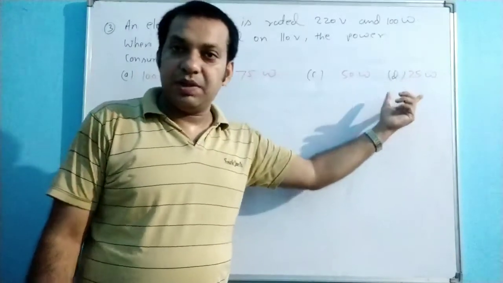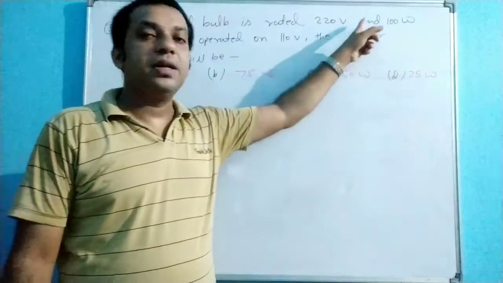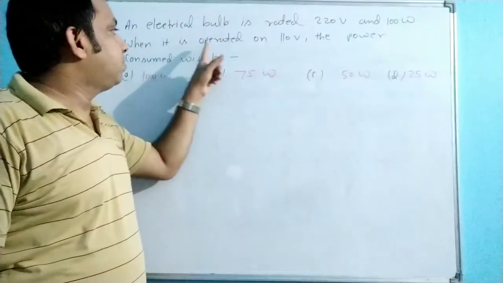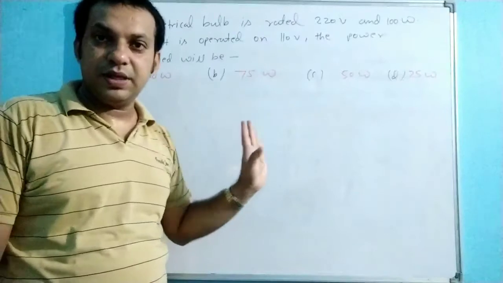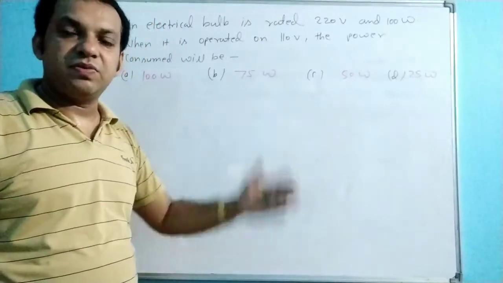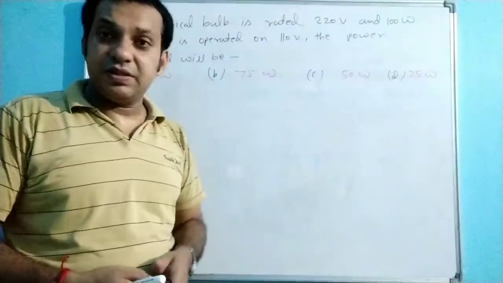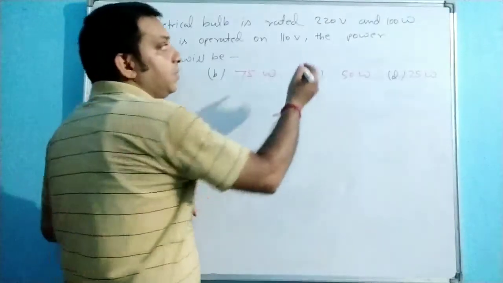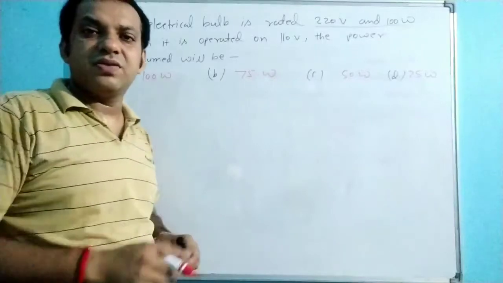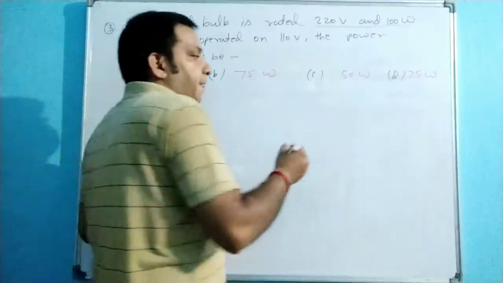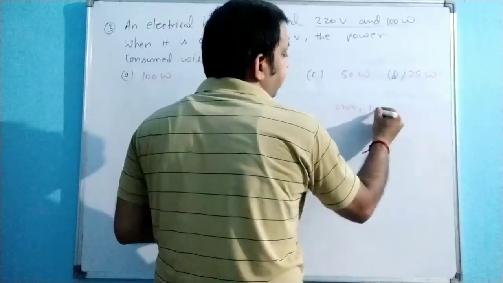I am repeating the question. An electrical bulb is rated 220 volt and 100 watt. When it is operated on 110 volt, the power consumed will be? You have to find which of these 4 options is the correct answer. Now see what is the physical significance of the power rating. If a bulb is marked 220 volt and 100 watt, what is the physical meaning of this rating? Suppose there is a bulb and it is marked 220 volt, 100 watt.